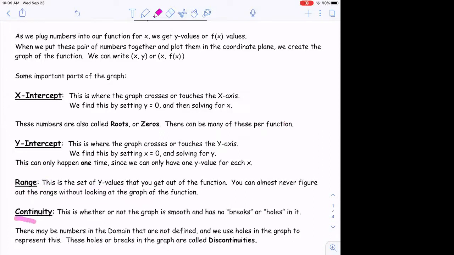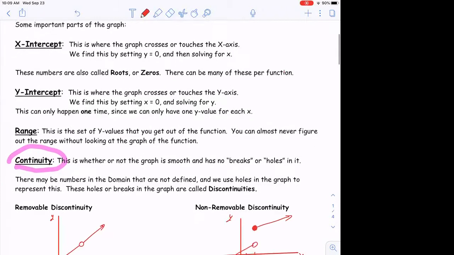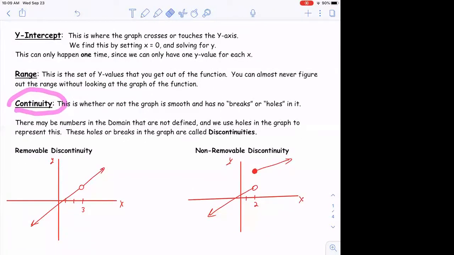Now, continuity is the last thing I want to talk about, and it is important. Continuity basically means if the graph is smooth, like a roller coaster. You go up, down, up, down. This is a graph that I just made there on the screen. That graph is continuous. It's smooth. There's no holes. There's no breaks. However, you can have holes and breaks. This is called a removable discontinuity.